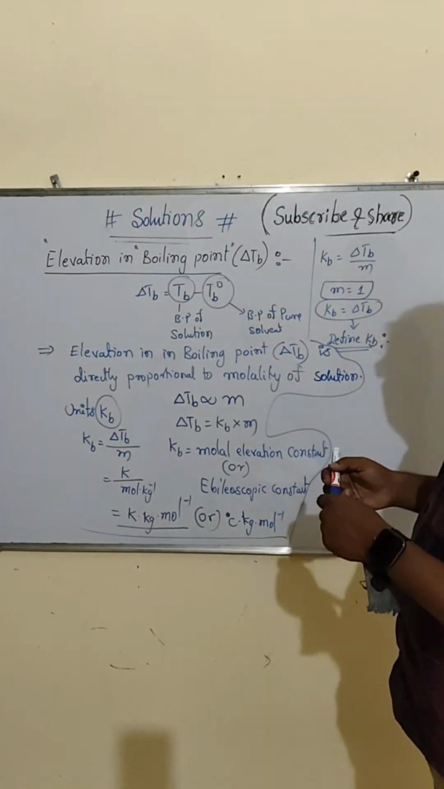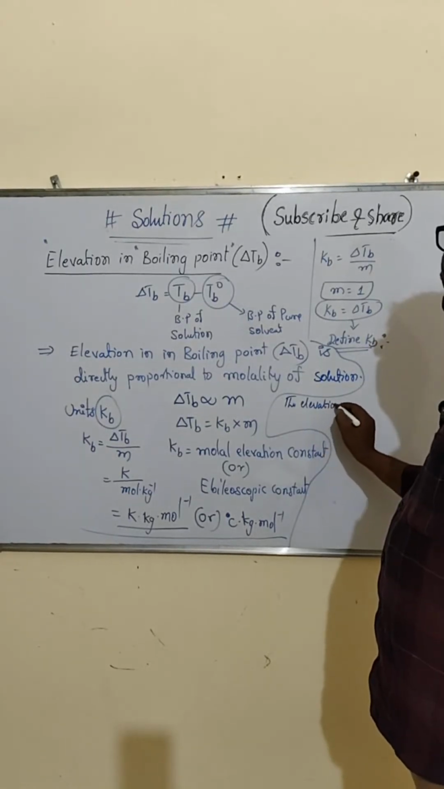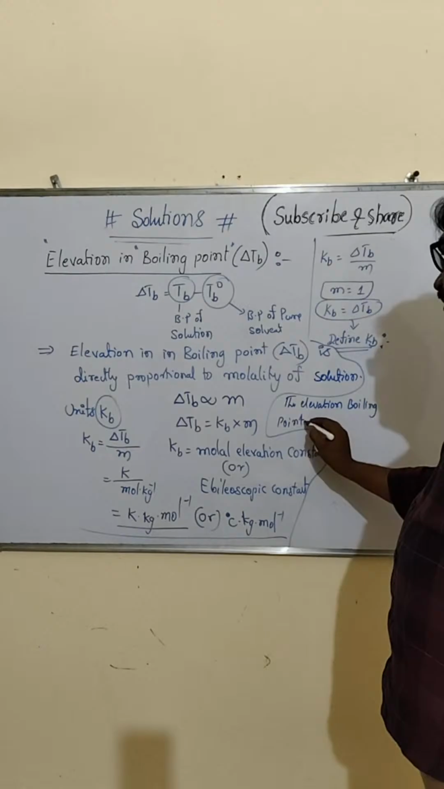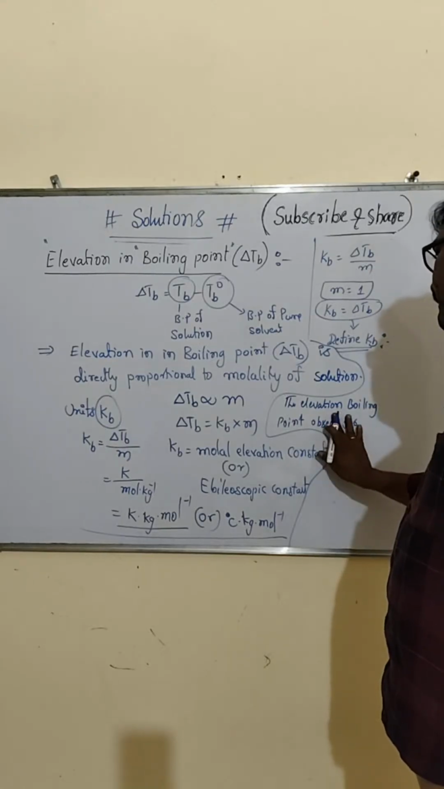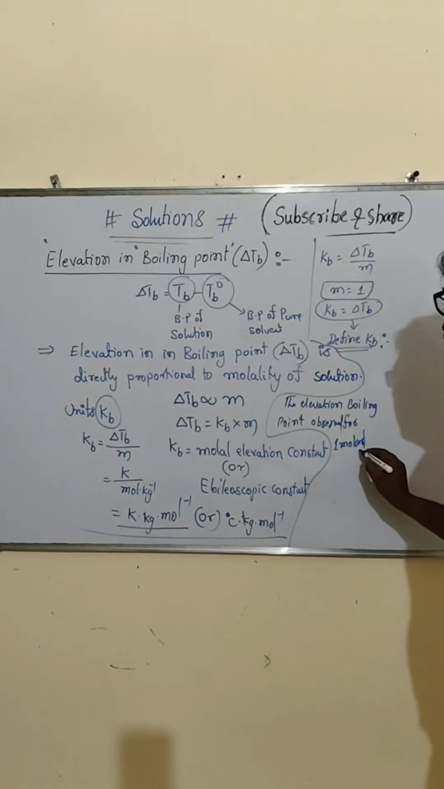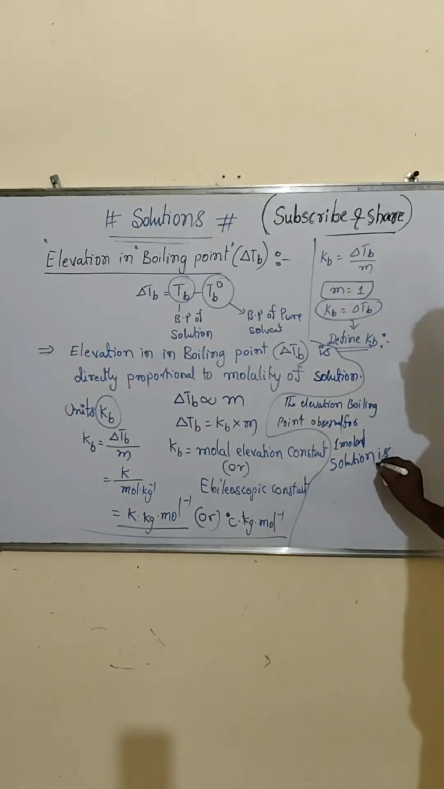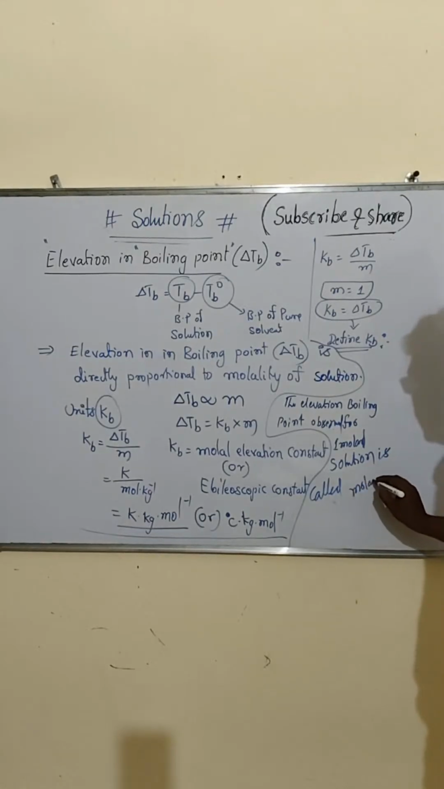That is the elevation in boiling point observed for a 1 molal solution, called the molal elevation constant. So what is the molal elevation constant?